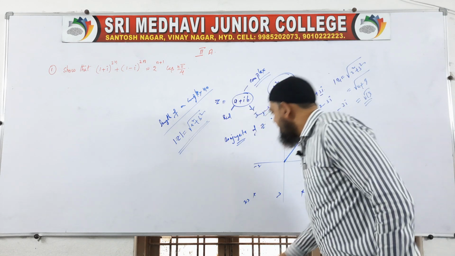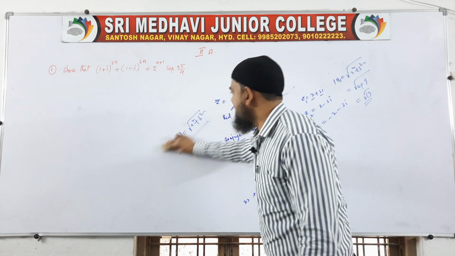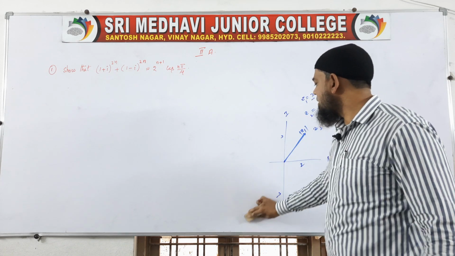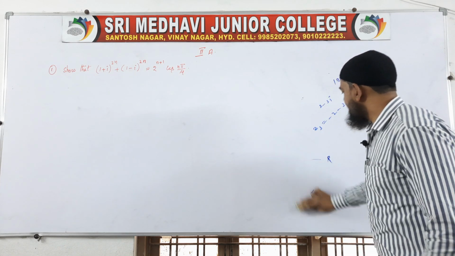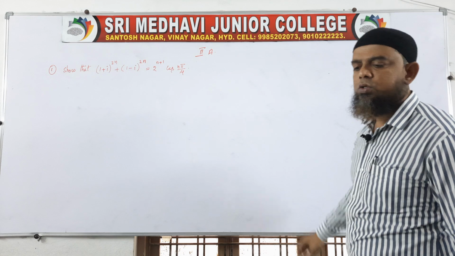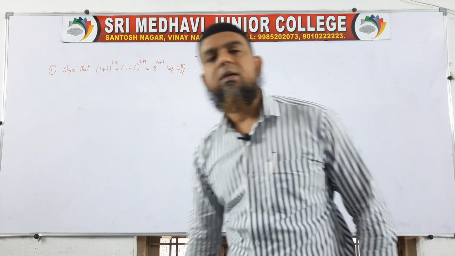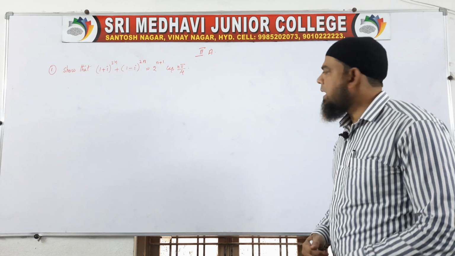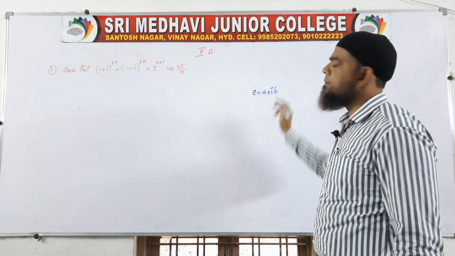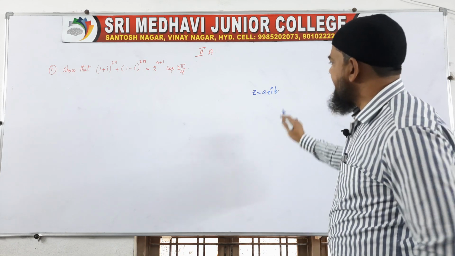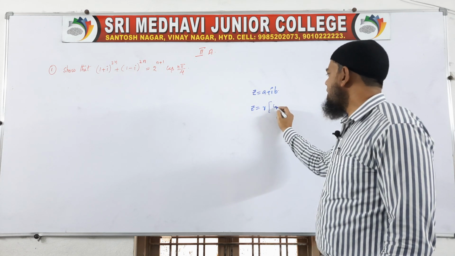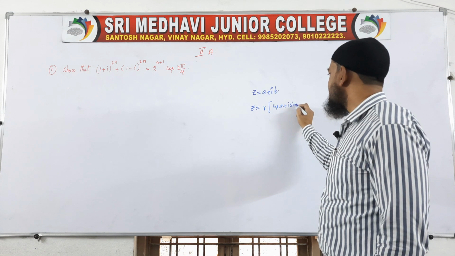Now we are entering the De Moivre's theorem chapter. De Moivre is the name of the scientist. He invented 2 formulas. He says a complex number can be represented in 2 ways. The first one is z is equal to a plus ib. This a plus ib can be represented in the form r into cos theta plus i sin theta.